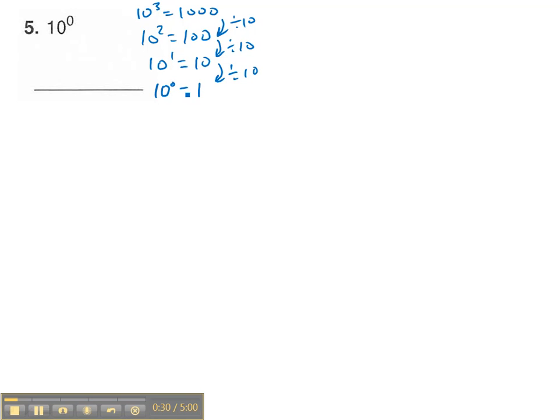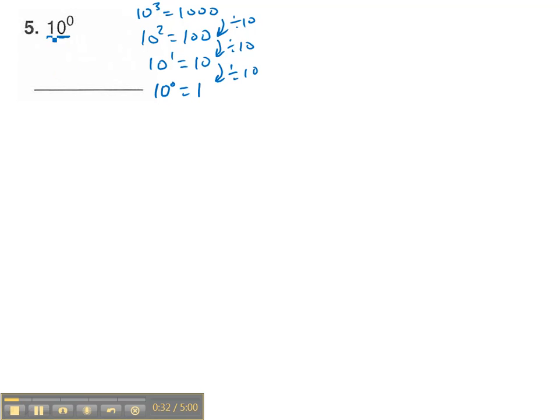10 to the 0 power. We remember in class we looked at some patterns. 10 to the third power is 1,000. 10 to the second power, 10 times 10, that's 100. 10 to the first power is just 10. And so we looked at how this is changing. We're dividing by 10 each time. So if we extend that pattern and divide by 10 again, 10 divided by 10 is 1. So 10 to the 0 power is equal to 1.